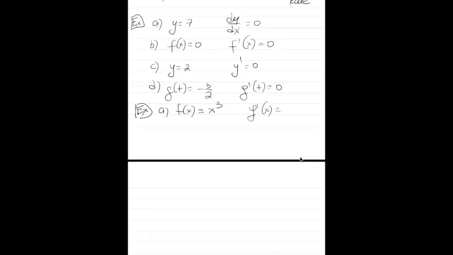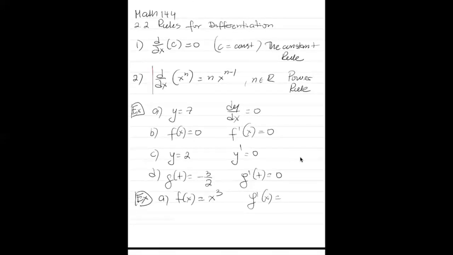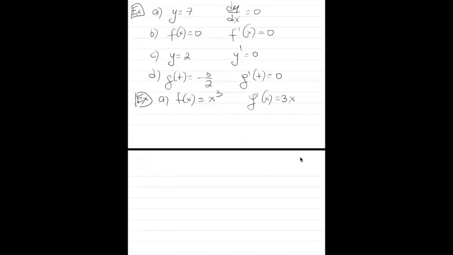Now example with rule number 2, if f of x is a power function, x to the third, the derivative, according to our rule, here's the rule, the power rule. So the power goes on the front, 3x, 1 less than the given power, 3x squared. So this is the rule. B, if y equals 1 over x squared, the way it's written doesn't look like a power function, but we can write it as x to the negative 2.